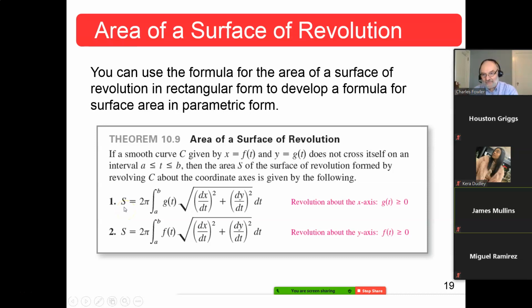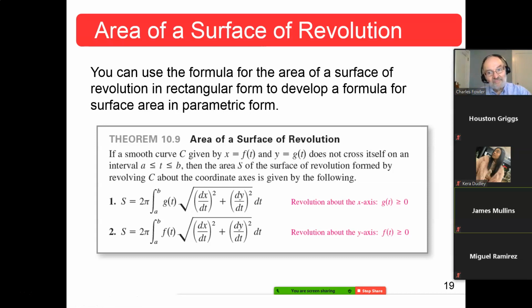Capital S is a surface area, little s is an arc length, so don't get those confused. So this is revolution about the x-axis, 2 pi times the y value, because you're going around the x-axis, whereas if you're going around the y-axis, it's 2 pi times the x value, which is f of t. But get everything in terms of t, and there you have it. X is f of t, y is g of t, and your arc length is the square root of (dx/dt) squared plus (dy/dt) squared, exactly the same in either case.